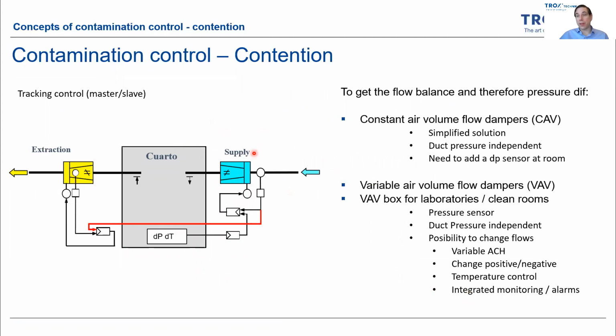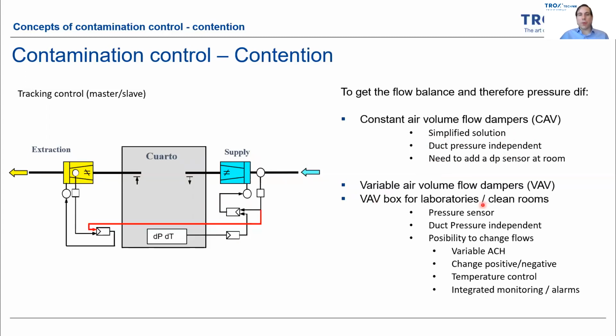It can be variable and it can be constant, but if it's constant, it needs to be a damper that's able to deal with variations of the pressure in the ducts. So it needs to be a constant pressure independent valve. The constant valves are a simplified solution. They are duct pressure independent, and we need to add a sensor in the room that shows us, because it's a request in CDC, we need to monitor if there is a differential pressure. And we need to have a device that shows that we are keeping the room negative.